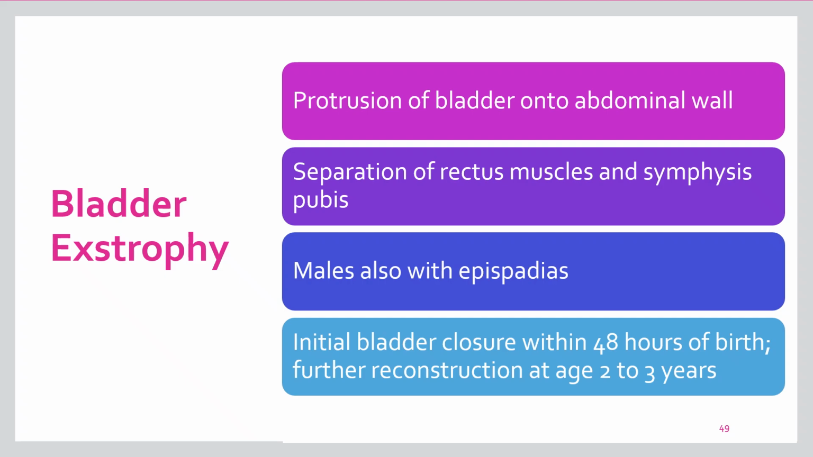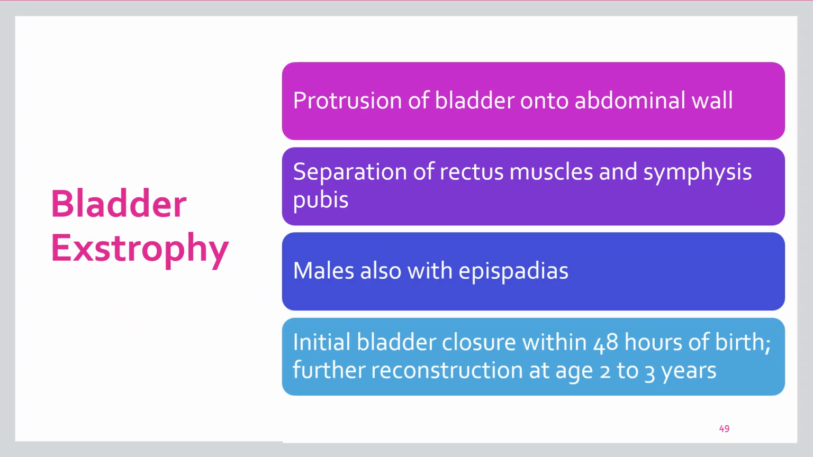Bladder exstrophy, this is another condition. Protrusion of the bladder on the abdominal wall, same like omphalocele, where the abdominal organs are coming out. This is more on the symphysis pubis area, with separation of the rectus muscle and the symphysis pubis. So what happens here is the bladder is protruding outside. You can see the bladder from outside, but there is no abdominal wall over the bladder. Males also have epispadias. Epispadias means what? The opening of the urethra is on the upper side of the penis.